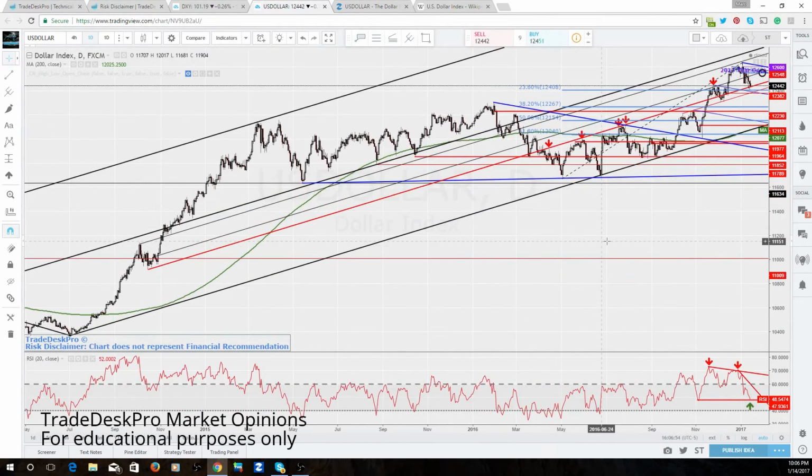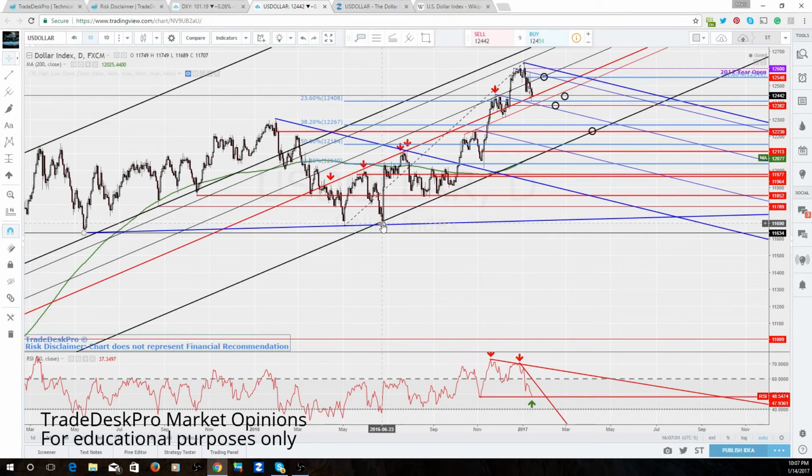What's important in the meantime, there's a trend line here, 1, 2, 3 touches, so quite important. So this might be an area of resistance or a support level that we should be aware of.